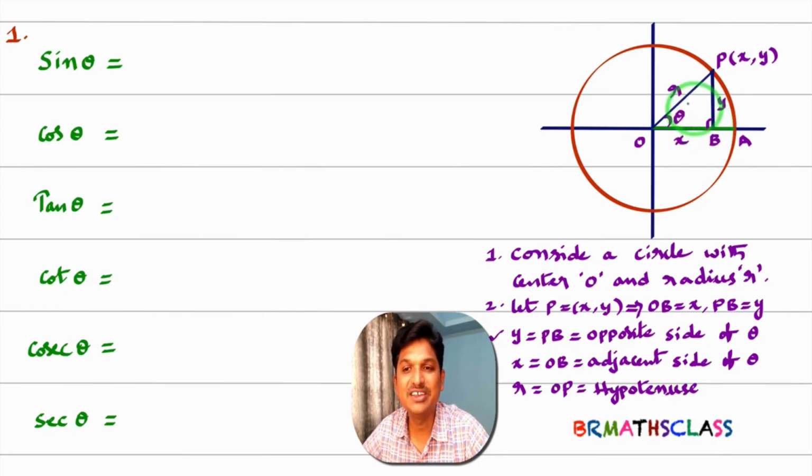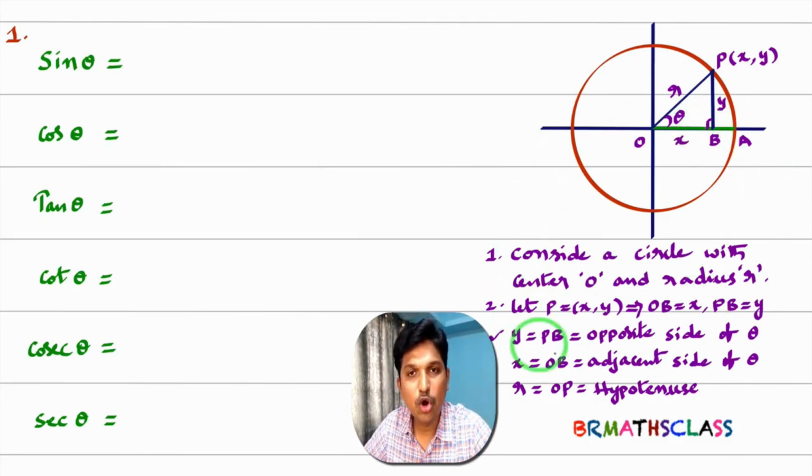See, this is 90 degrees now. What about OP? OP is the side opposite to 90 degrees, so OP is the hypotenuse. What is the remaining side? That is OB. OB is the adjacent side.